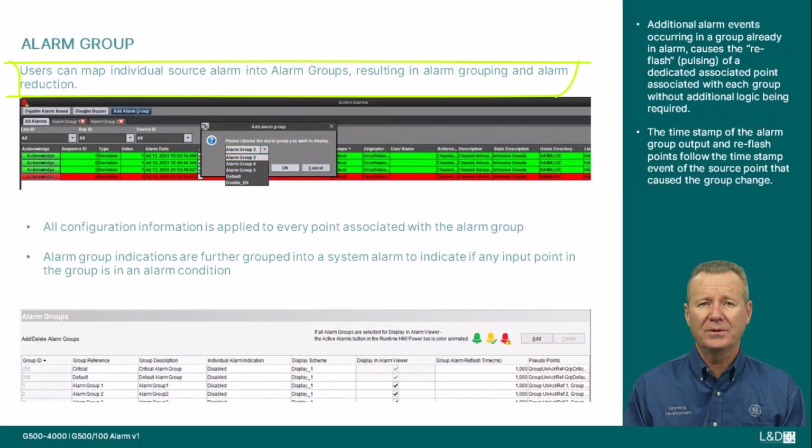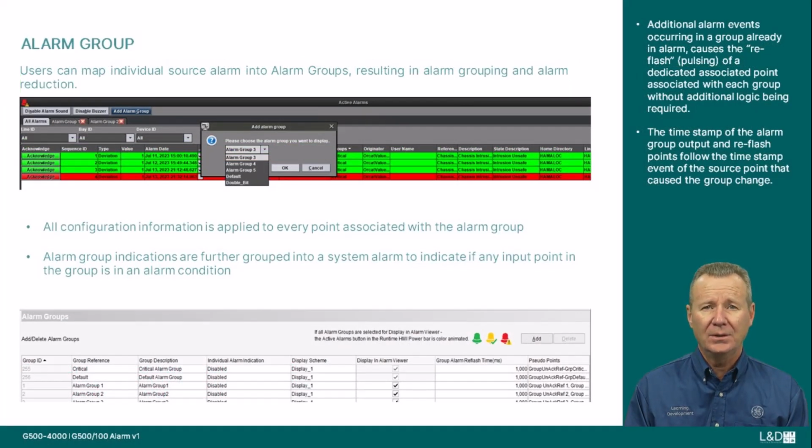Users can map individual source alarms into alarm groups, resulting in alarm grouping and alarm reduction. You can think of an alarm group as a summary. If a given alarm group is in the normal state, then all alarms belonging to the group are normal. Alarm group indications are further grouped into a system alarm to indicate if any input point in the group is in an alarm condition. Alarm groups can be configured as non-visible at runtime.